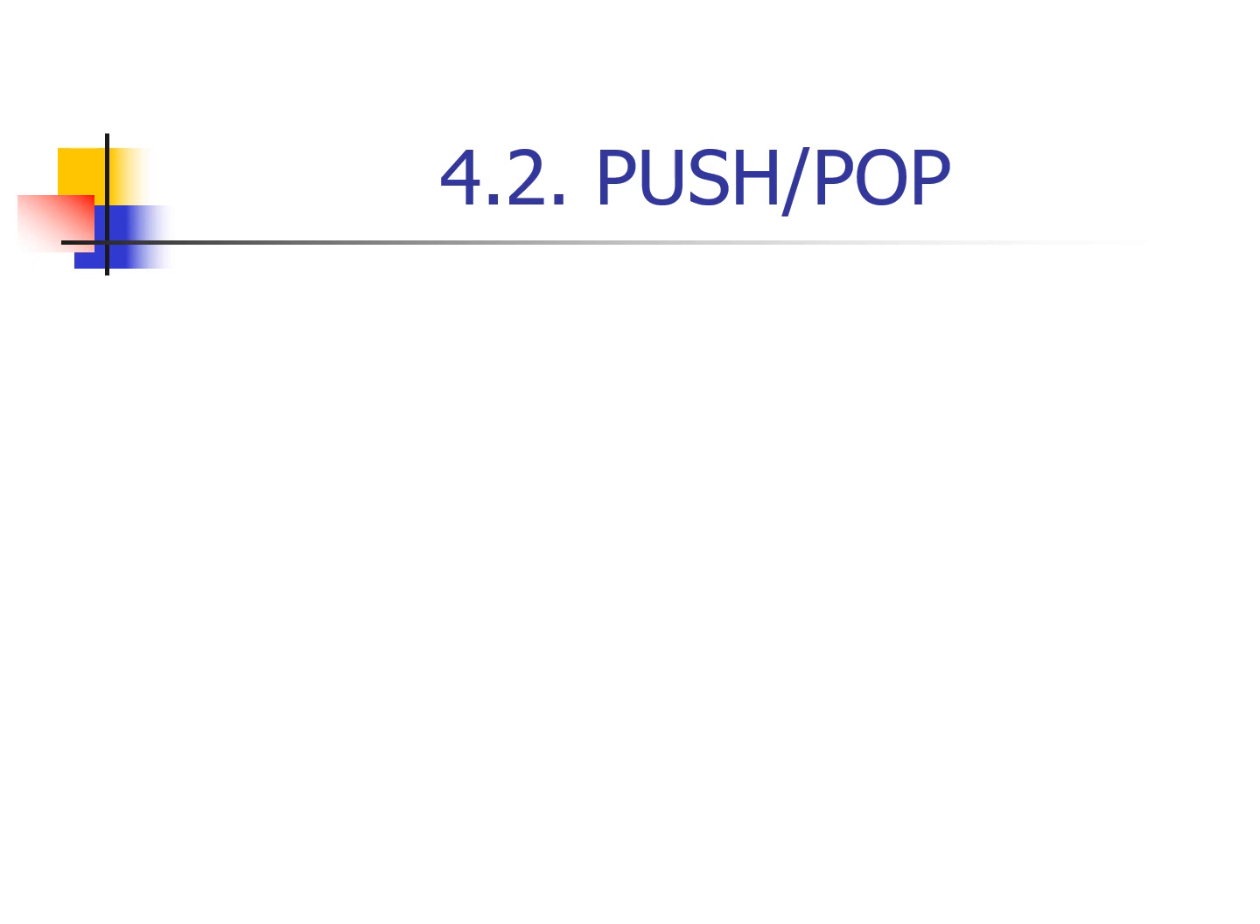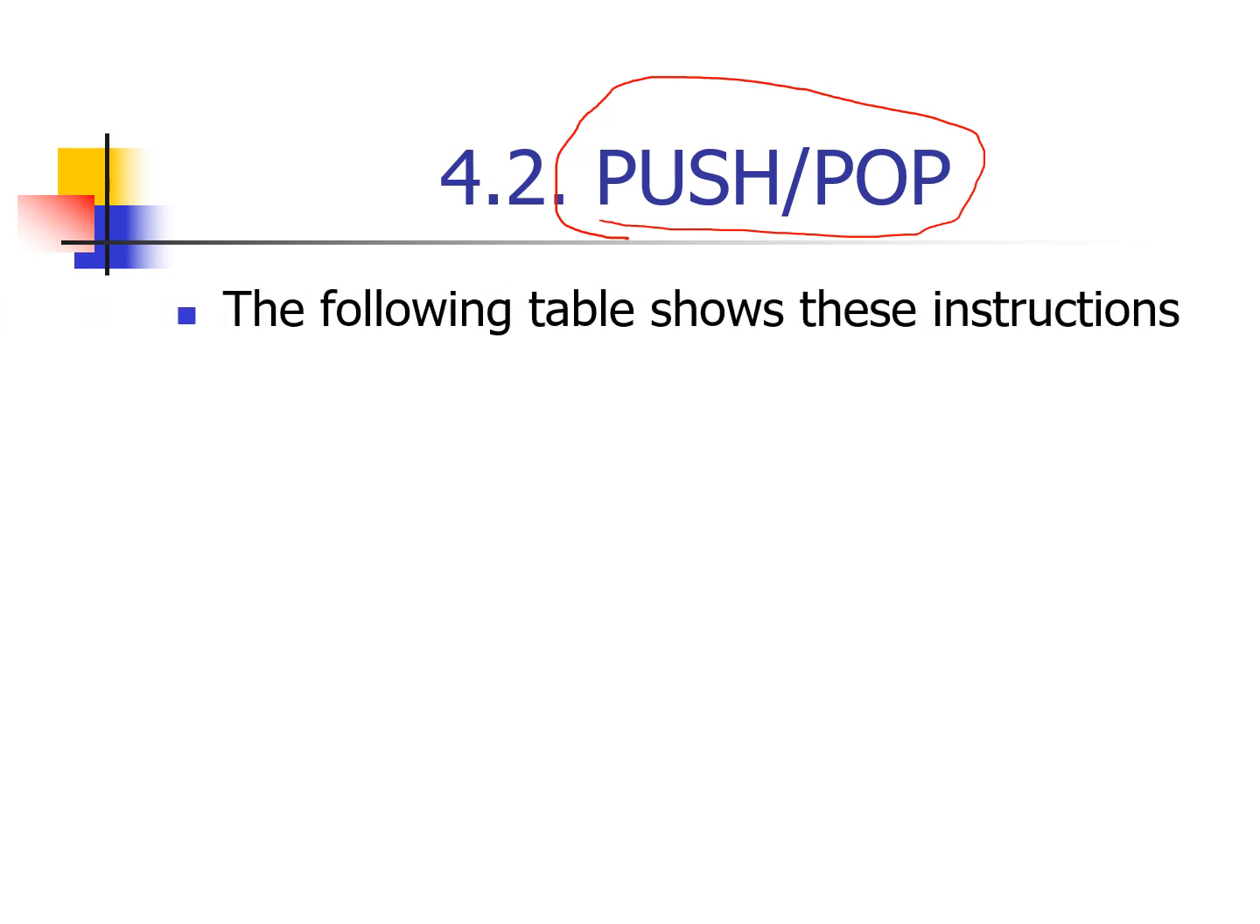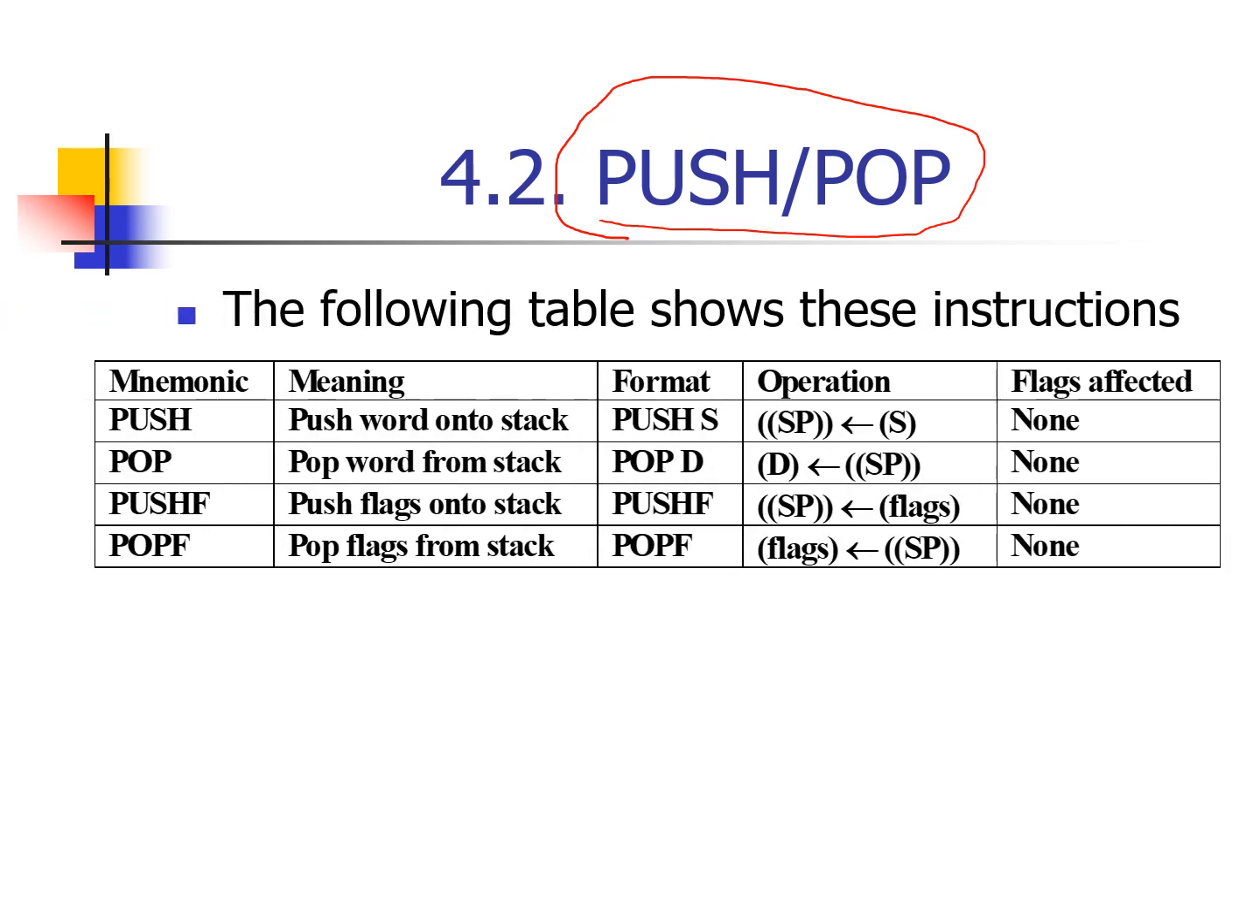The instructions used to store data into the stack and bring data back from the stack are push and pop. For example, push pushes 16 bits of data, a word, into the stack. And you have to specify only the source from which the 16 bits are taken.